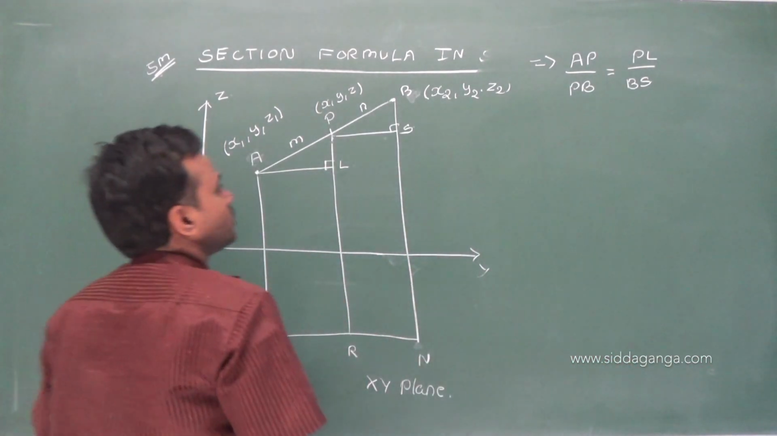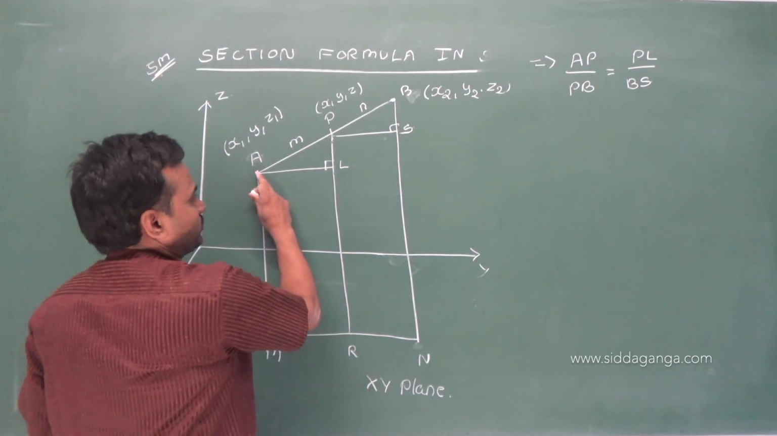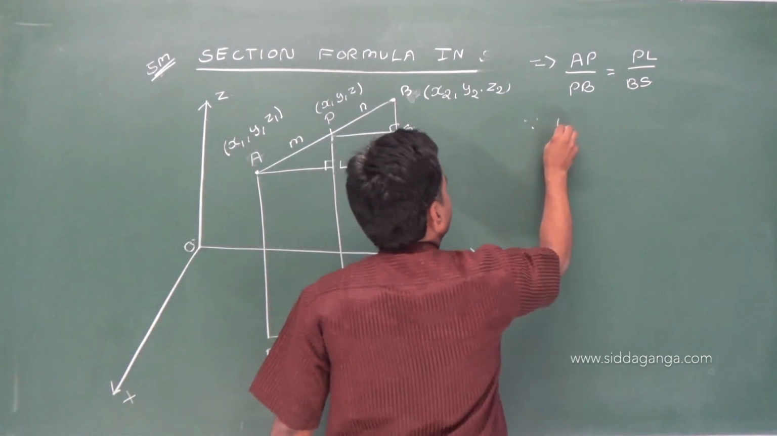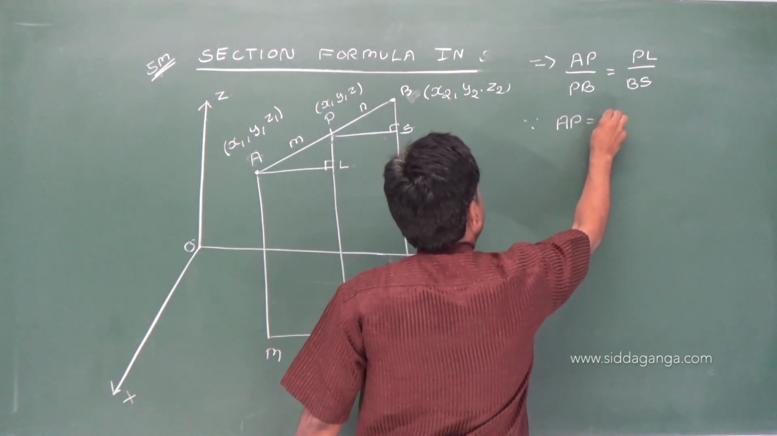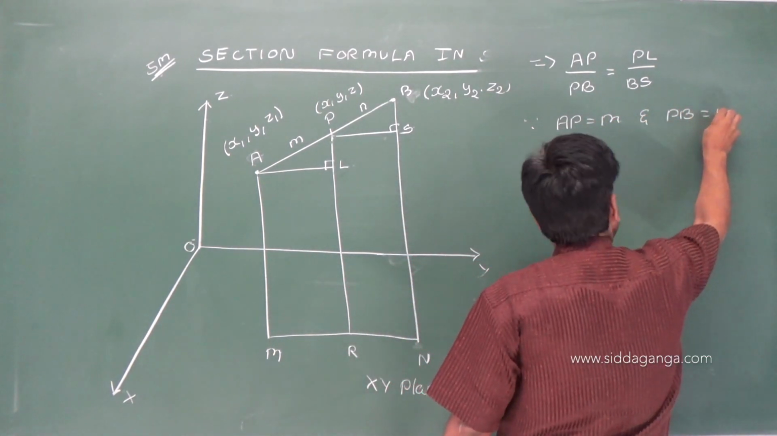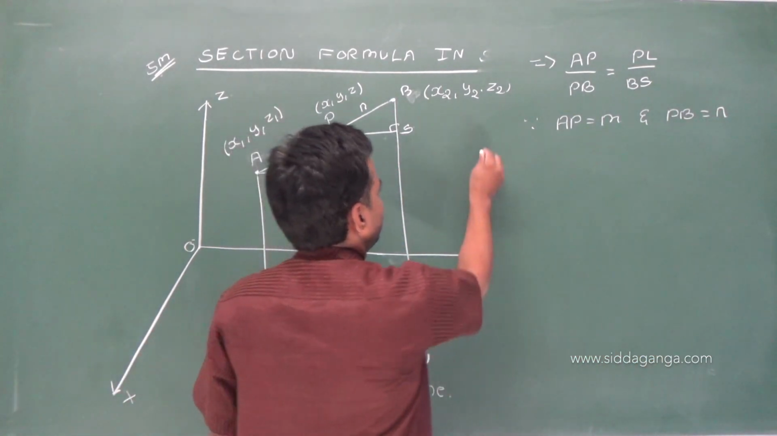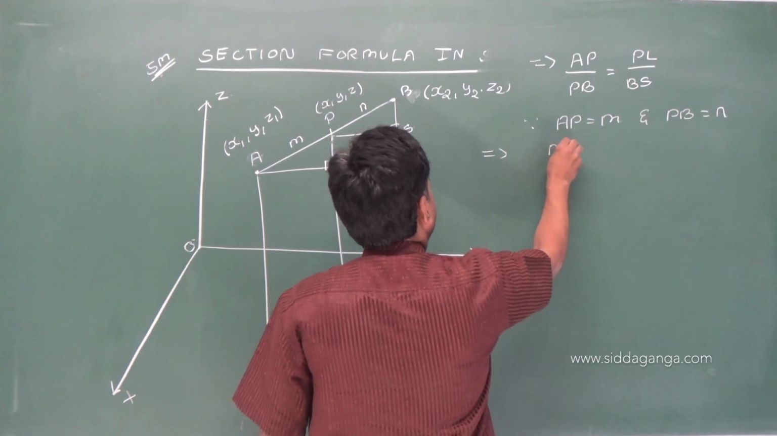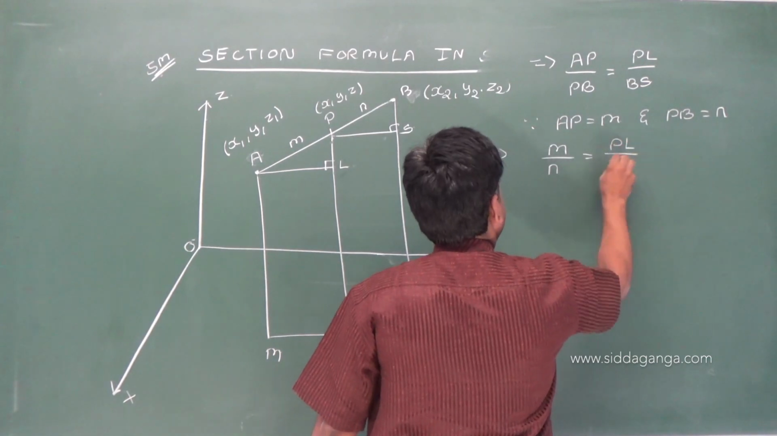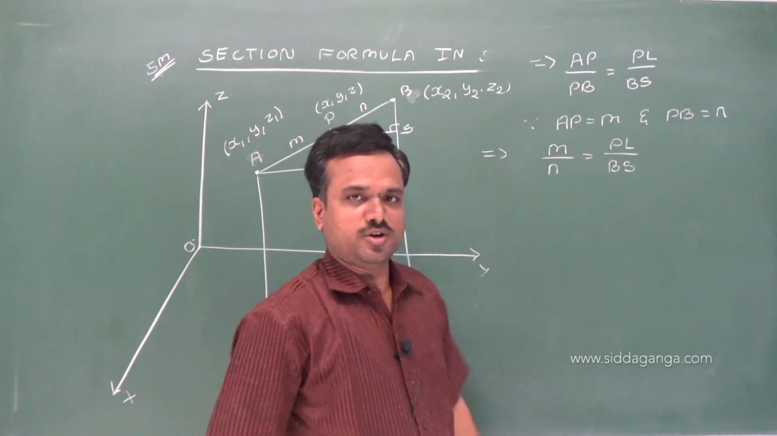PL divided by BS. From figure, AP is what? M. PB is what? N. Since AP is equal to M and PB is equal to N, that implies M divided by N is equal to PL divided by BS. Correct? M divided by N is equal to what?